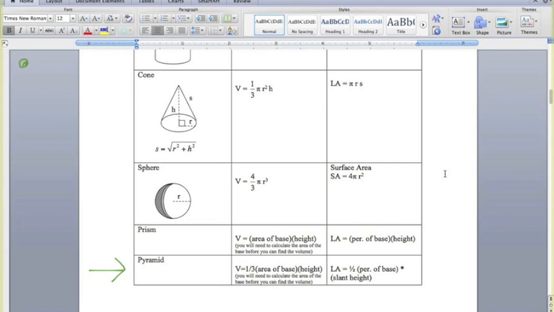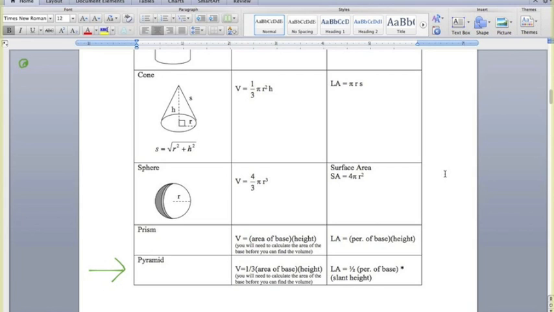Okay? The actual height, when we talk about area of the base times the height, is like if I took a string and dropped it right from the point right down to the center of the bottom. That's the height. The perfectly standing up straight height is the height. The slant height is like sliding down the side of it.